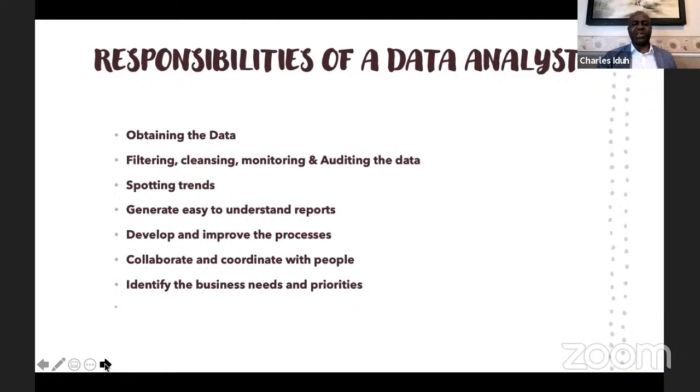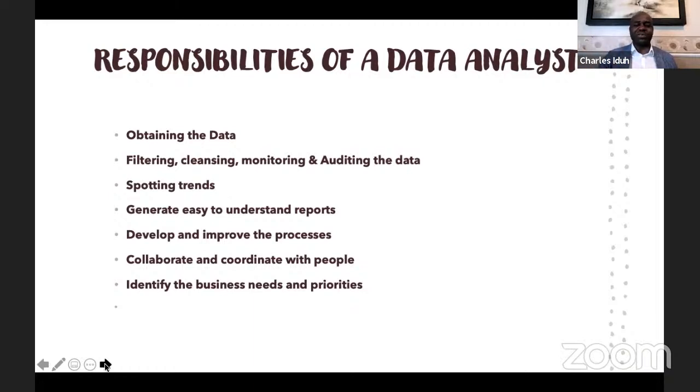Also collaborate and coordinate with people. You are that one person that will have a relationship with virtually everyone in the office. Although depending on the size of the office, everybody needs you because you are holding in your hand what they need. The HR wants to talk to you. The sales department wants to talk to you. The customer relations wants to talk to you. The finance wants to talk to you. Even the IT, everybody. You are a chief when you get a job.